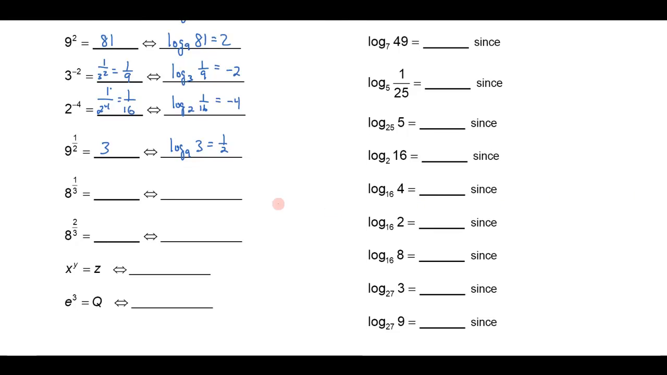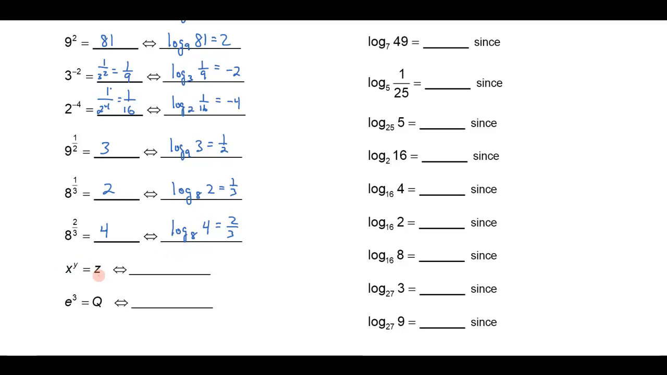All right, let's do a few more like that. 8 to the 1/3, that's the cube root of 8, that's 2. So in logarithmic form, that would be the log base 8 of 2 is equal to a third. You raise 8 to the 1/3 power to get 2. 8 to the 2/3 power, well, I have to take the cube root of 8, that's 2, and square it. 2 squared is equal to 4. So since 8 to the 2/3 is 4, that means the log base 8 of 4 has to be 2/3.